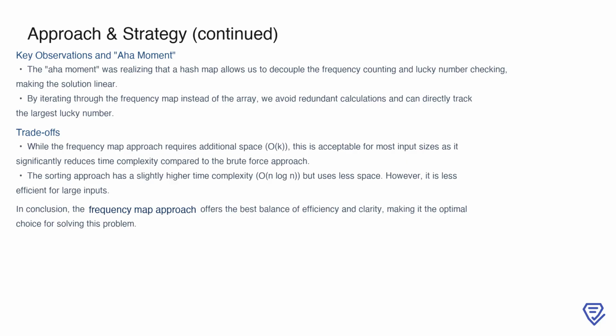This decoupling enables us to solve the problem in linear time, as we avoid redundant calculations. By iterating through the frequency map rather than the array itself, we can directly track the largest lucky number without needing nested loops or sorting. While the frequency map approach does require additional space, this is a reasonable trade-off given the significant reduction in time complexity compared to the brute force approach. On the other hand, while the sorting-based method uses less space, its O(n log n) time complexity makes it less ideal for large inputs. Ultimately, the frequency map approach strikes the best balance between efficiency and clarity, making it the most scalable and optimal solution for this problem.